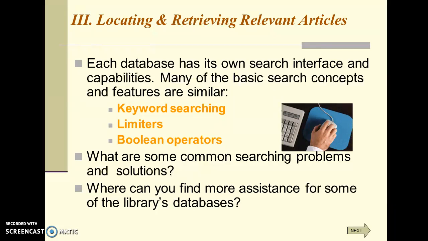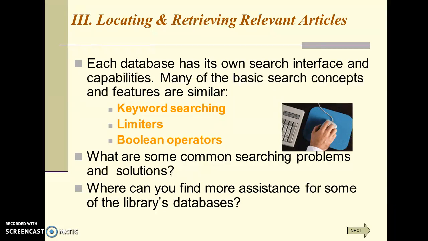And then Boolean operators also help you. That's where you use something like bullying and teens, or bullying and teens or youth. So it helps create more words or limit the words. What are some common searching problems and solutions? Well, some of the problems are that you find a lot of information. If we just put bullying, we're going to get lots of articles, and that's why we want to make sure that we limit it down.